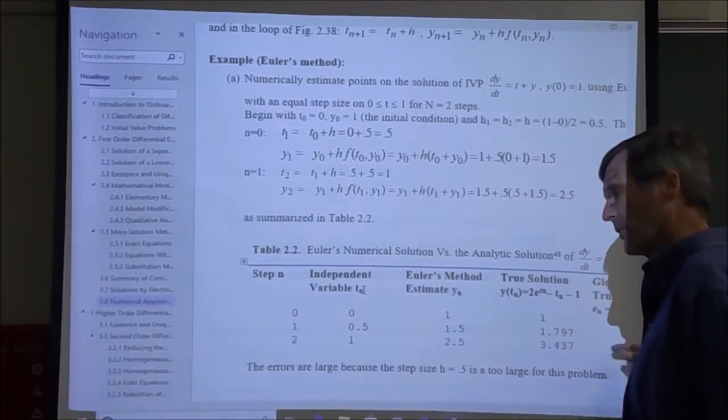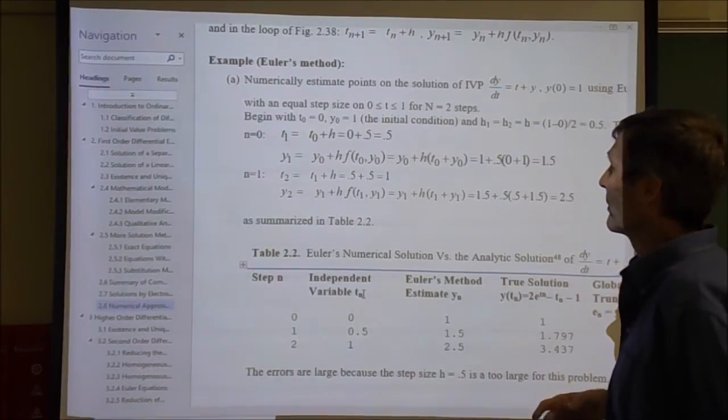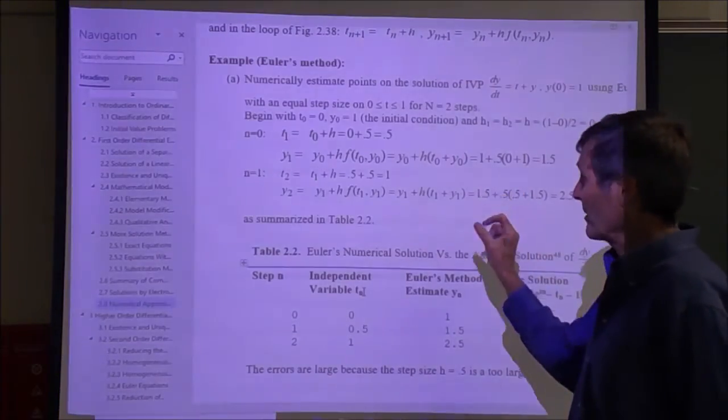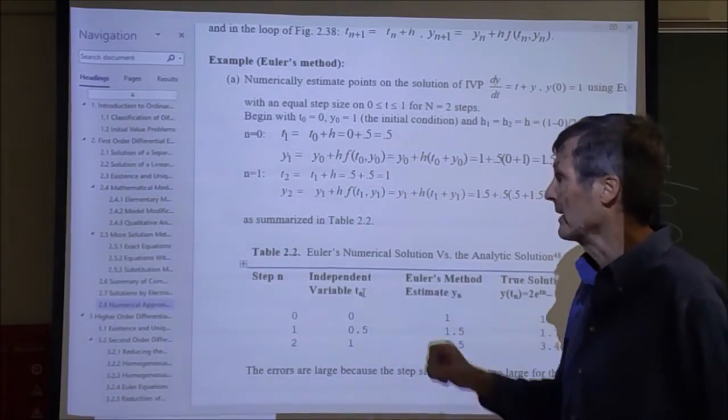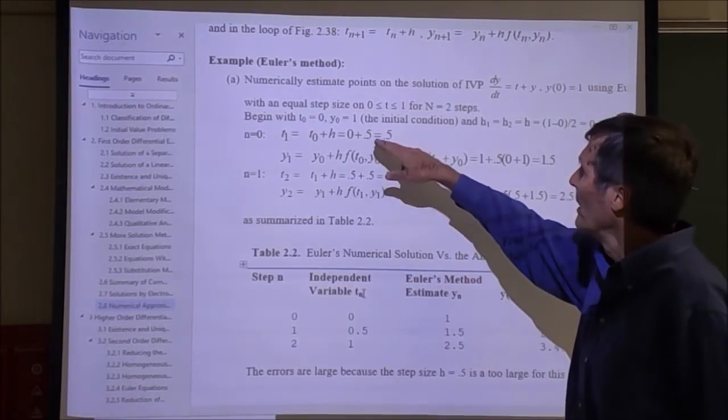So I'm starting to get further off, but the fact is, in Euler's method, if you choose your step size smaller, you'll get closer for any nice differential equation.